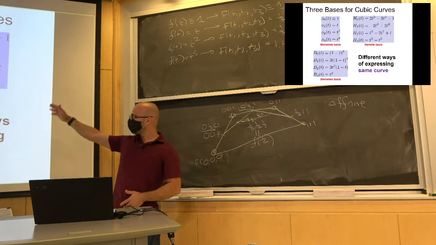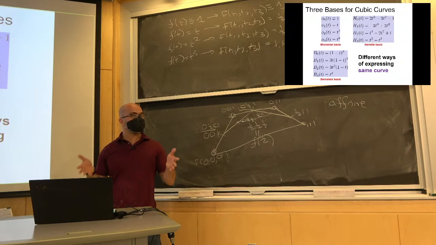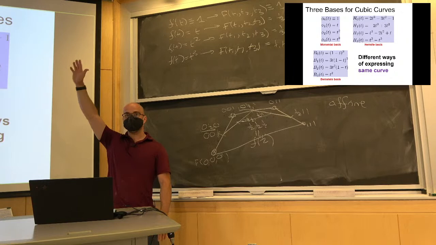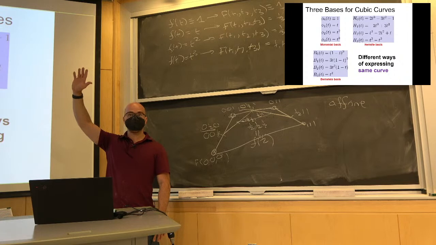There's a really key point that I think sometimes gets lost in discussions like this. Is there any curve that I can write in one of these bases that I cannot write in another? How many of us vote yes? How many of us vote no? How many of us are like, I am not going to raise my hand for hell or high water? Yeah, a few.